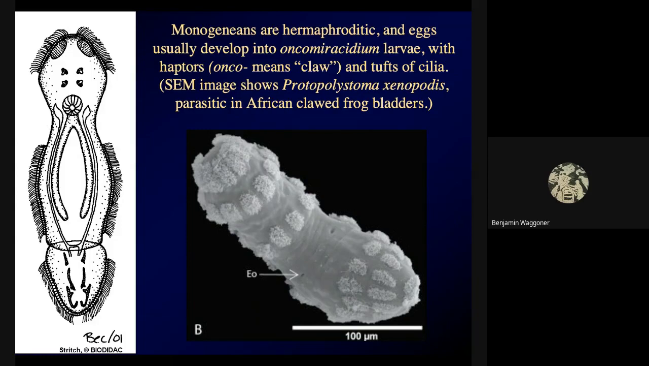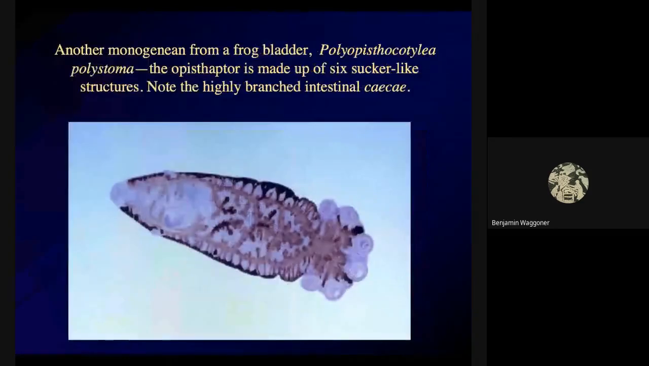That SEM picture is the Oncomiracidium larva of a species that's parasitic in African clawed frog bladders, because somebody has to be, right? You got it. If you didn't have parasites in clawed frog bladders, you couldn't have them in hippopotamus eye sockets, and it would be such a poorer world. There's another one from a frog bladder.